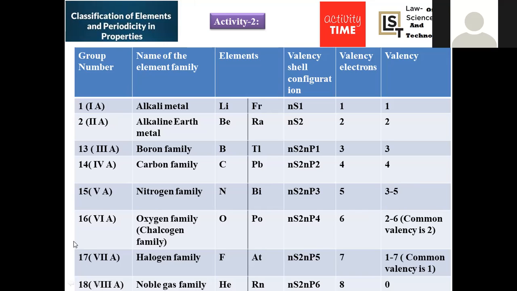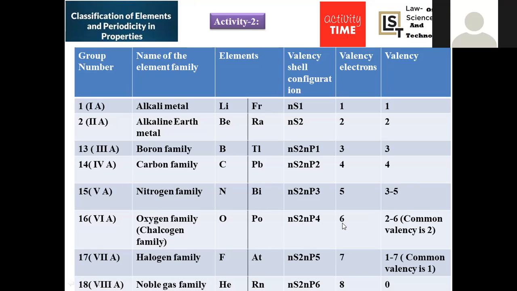Move on to the 16th group, called the oxygen family, alternatively known as the chalcogen family, whose elements start with oxygen and end with polonium. Again, you can say polonium is a radioactive metal, right? The outermost electronic configuration will be ns2 np4.